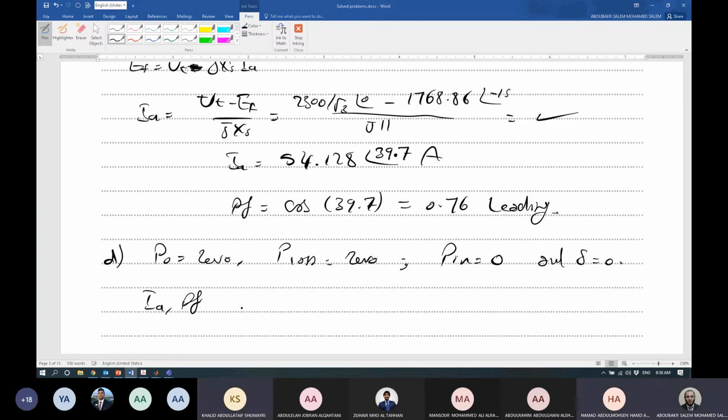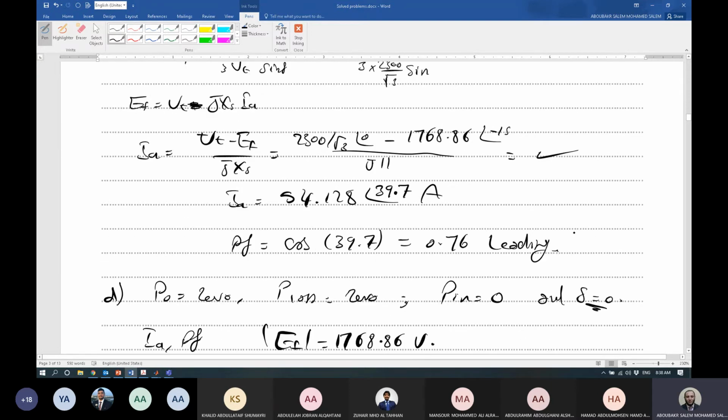No, doctor. So we should use the same value of excitation voltage, right? Meaning we did not change the field current. So we expect to have the same amount of excitation voltage. So we have here EF as a magnitude equals 1768.86. And we know that delta here equals 0.